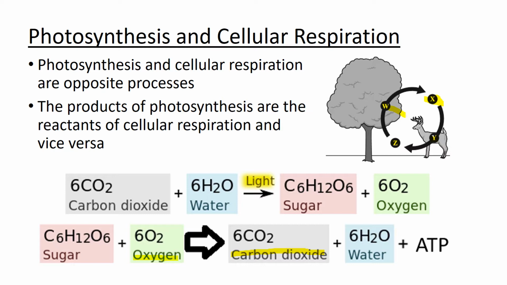And as you can see, the plant will then take that carbon dioxide in, it'll use it in photosynthesis, and then it'll release the oxygen into the atmosphere again, where animals can use it, and they'll use it to carry out cellular respiration. And you can see this is a cycle that illustrates the relationship between these two cellular processes.